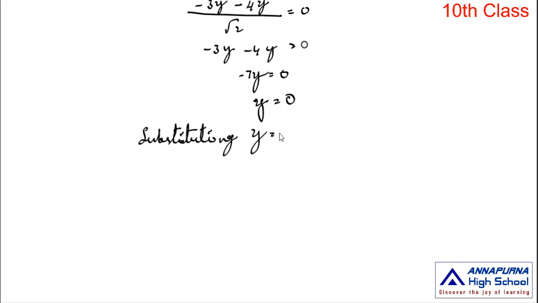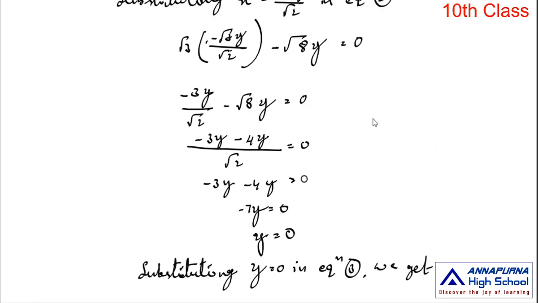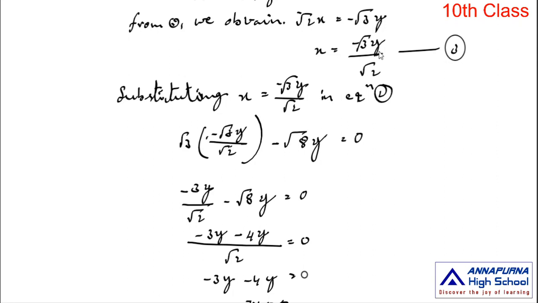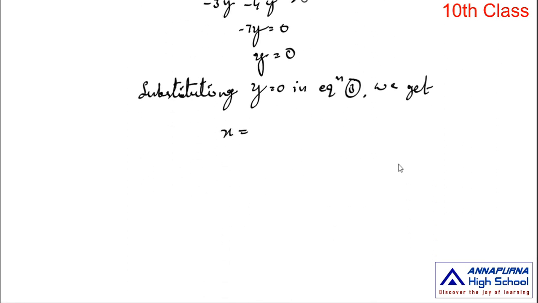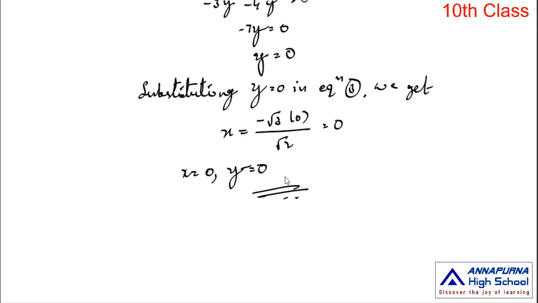Substituting y equal to 0 in equation 3, then we get x is equal to minus root 3 into 0 by root 2, which is equal to 0. That means here the solution is x is equal to 0 and y is equal to 0.